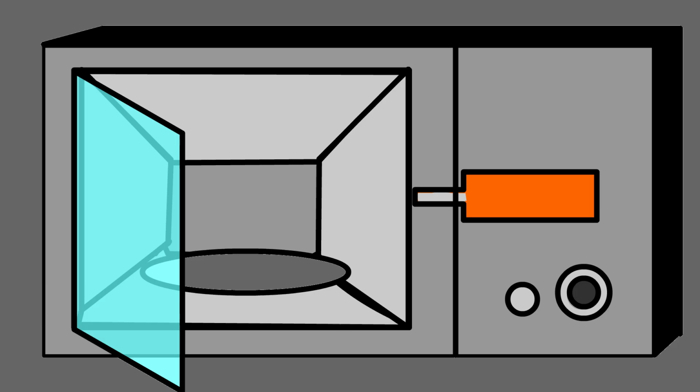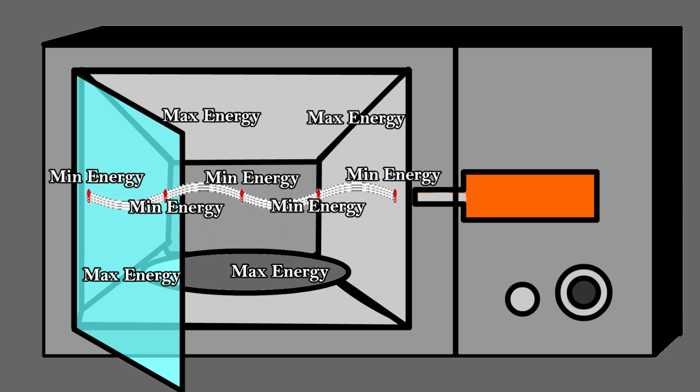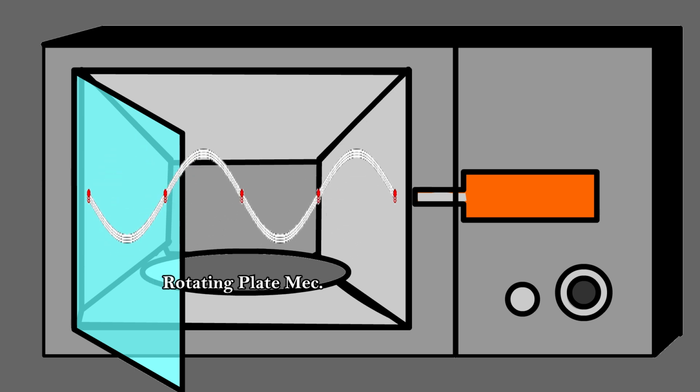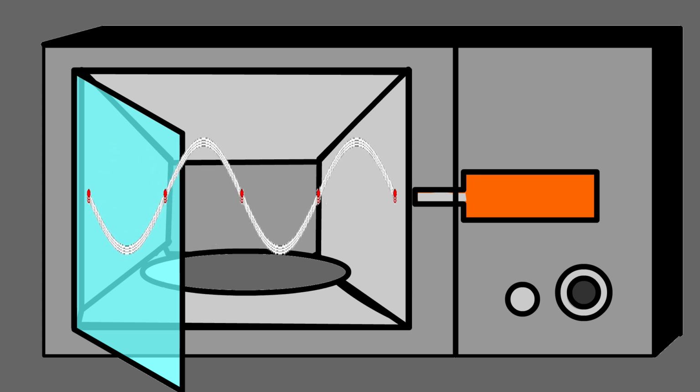The interior of microwave ovens is lined with metal grids that reflect microwaves. This reflection creates standing waves inside the microwave. Some points in the standing wave have maximum energy, while others have minimum energy, which causes uneven heating. The rotating plate mechanism ensures that different parts of the food are exposed to energy, allowing for more even heating.